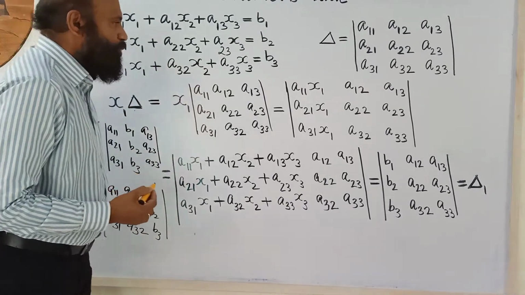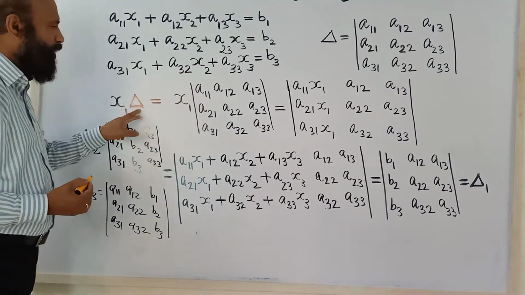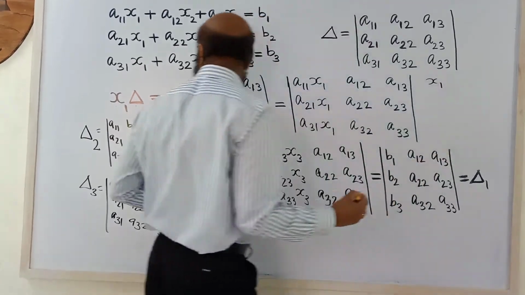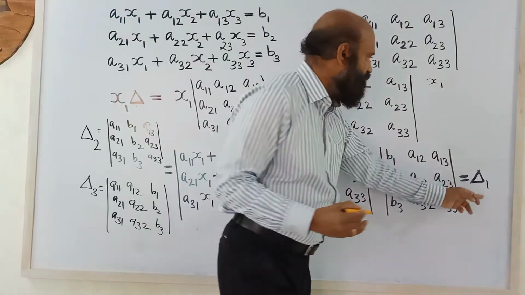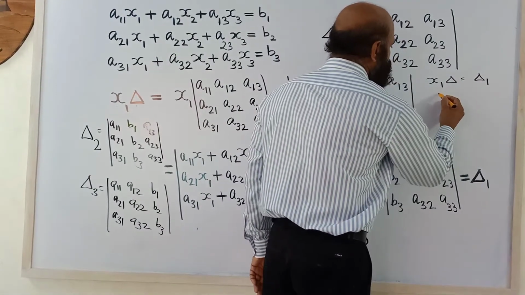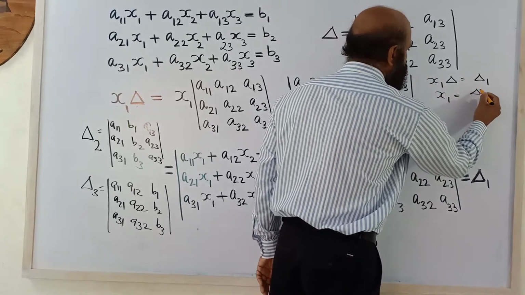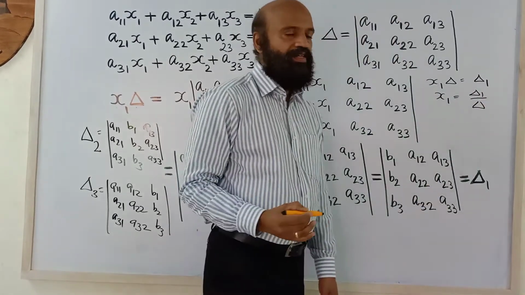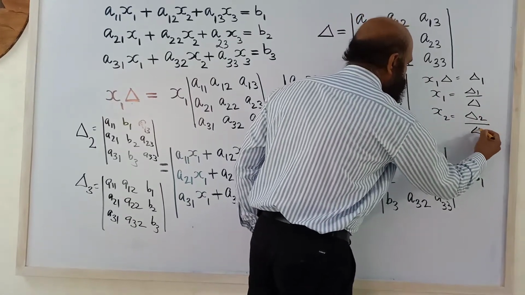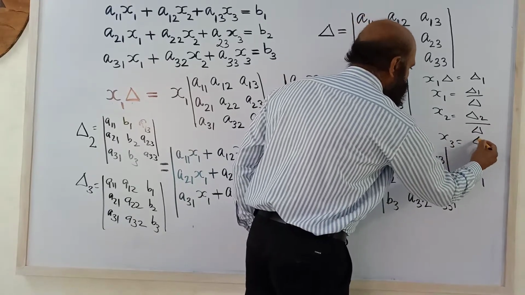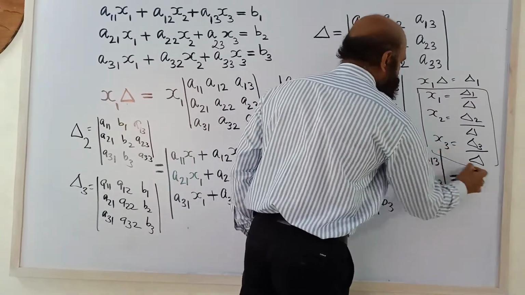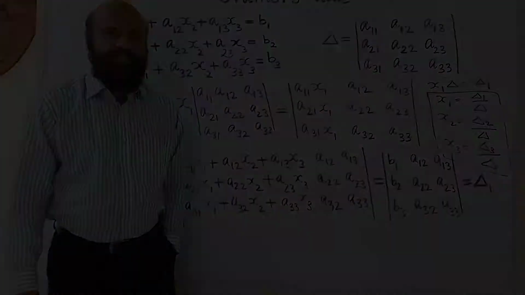So now x1 into delta is delta 1. That means x1 is delta 1 by delta. Similarly, x2 will be delta 2 by delta. x3 is delta 3 by delta. So using this we can solve the system of linear equations.